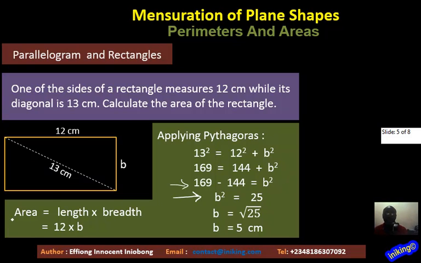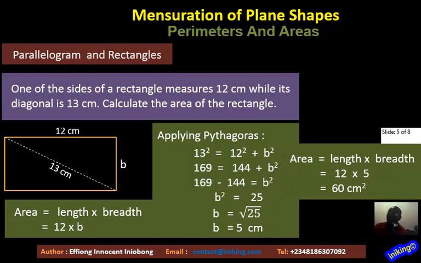Remember, we are looking for the area of the rectangle, which is length times breadth, and we have it as 12 times B. Now we have obtained B. Next is to find our area. So the area will be 12 times 5, and that will give us 60 centimeter square. That's splendid. So that's it there. Area is length times breadth, 12 times 5, which gives us 60.